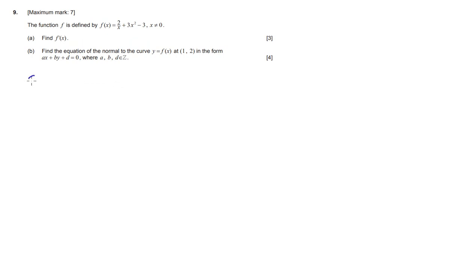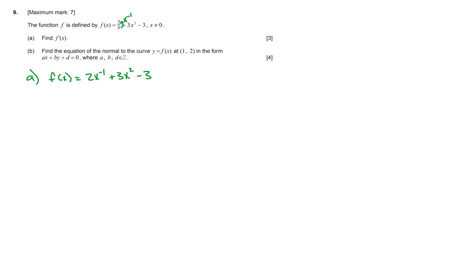So for part A, let me change it back to green here. For part A, we've got f of x equals 2 over x. If I move this x to the top, that's going to turn into x to the negative first on the top here. So it equals 2x to the negative first plus 3x squared minus 3. And now we're going to do the derivative.